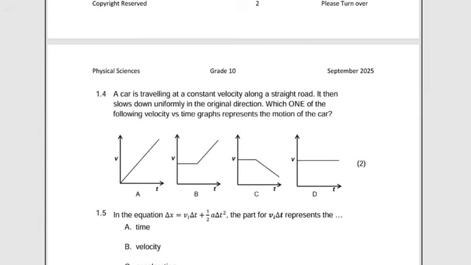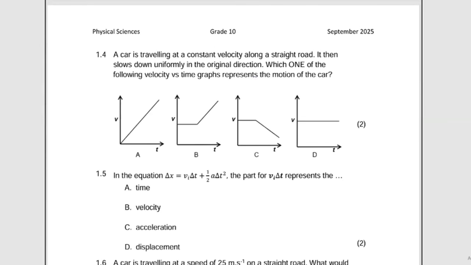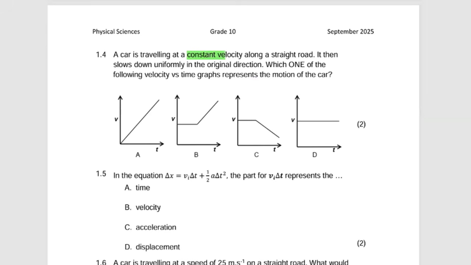Then we proceed to question 1.4. They were given a question that reads: a car is traveling at a constant velocity. So the velocity is constant there along a straight road. It then slows down uniformly in the original direction, so there is no change of direction there. Which one of the following velocity-time graphs represents the motion of the car?